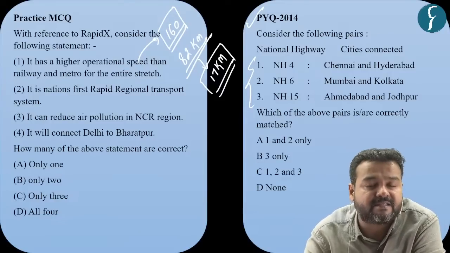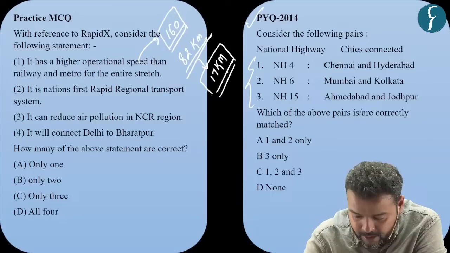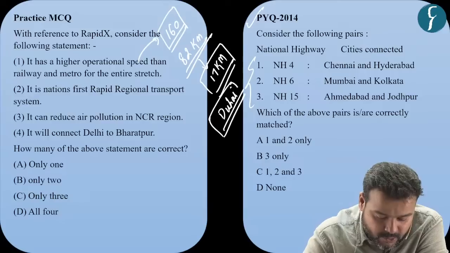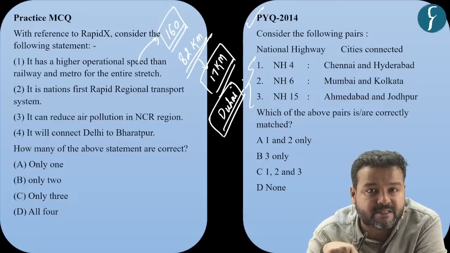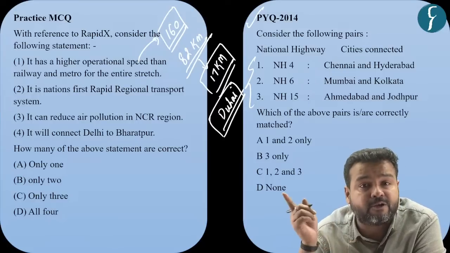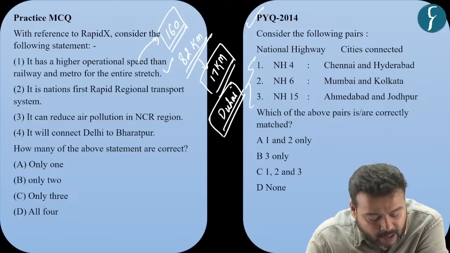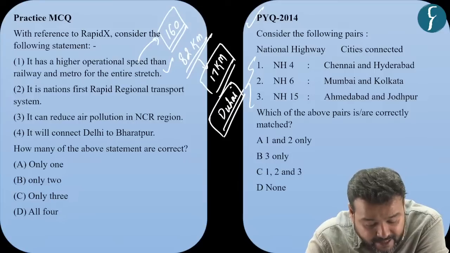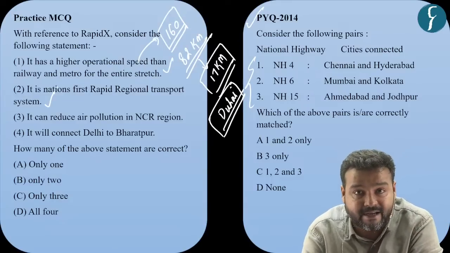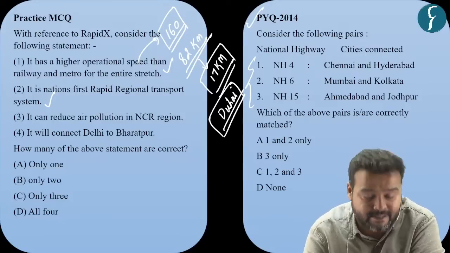So this will connect Saibabad to Duhai Depot. So it is a 17-kilometer stretch for which inaugural run will be done, and for the entire 82-kilometer stretch, the MPS will be 160. So it is correct. Now the second statement says it is nation's first rapid regional transport system. It is again correct, and that is what we discussed, that it may give solution to decongest the mega cities.